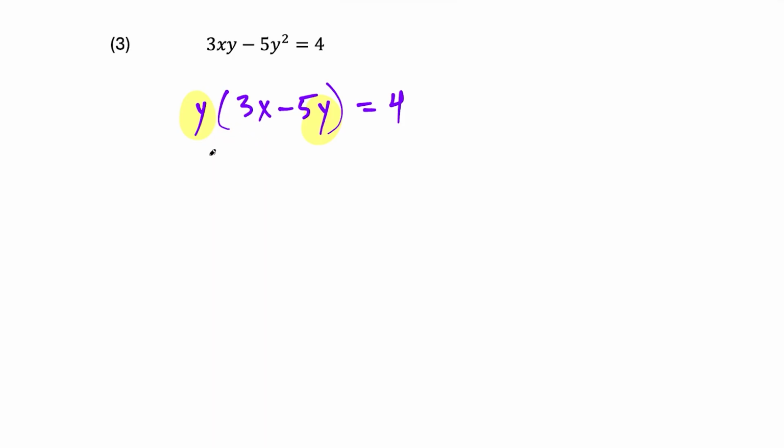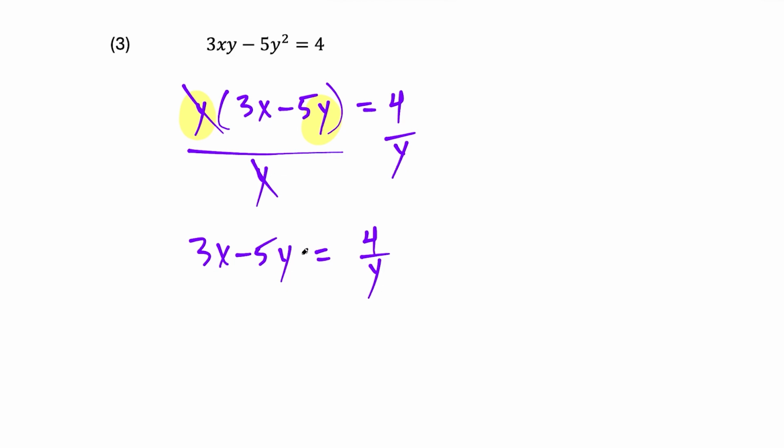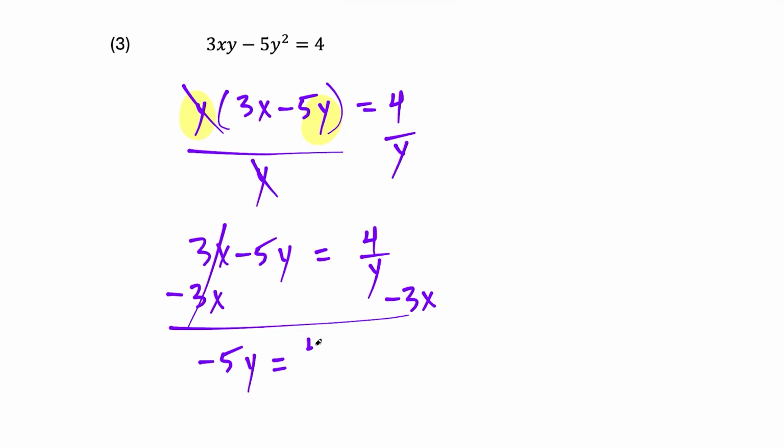Some people might say, well, what if we divide both sides by y? Well, now what we have is 3x minus 5y equals 4 over y. And from here, notice we have y terms on the left and the right side. So even if we were to start separating and solving for this y term over here, we're still going to have a y term on the other side as well. We would have something like negative 5y equals 4 over y minus 3x.